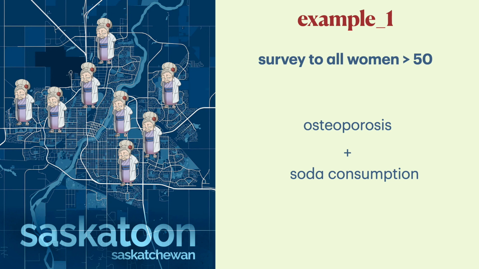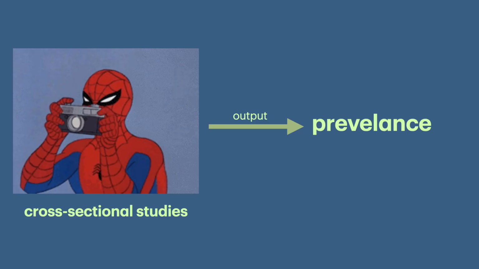The best way to understand this is through an example. Imagine that we send a survey to all women over the age of 50 in the city of Saskatoon in Saskatchewan. In that survey, you ask if they have been diagnosed with osteoporosis in the past and if they drink soda. What this survey is really assessing is the outcome, which in this case is osteoporosis, and the exposure, which is soda consumption. As you can probably tell, the most common output of a cross-sectional study is the prevalence.